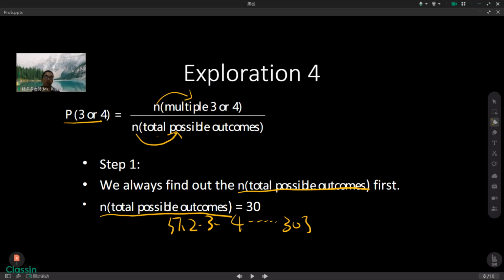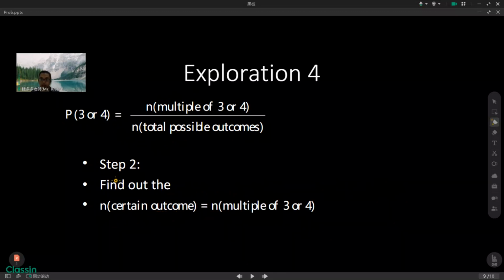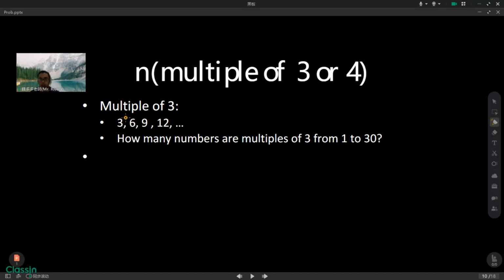Next one, we need to find out the number of multiples of 3 or 4. Step 2, find out the number of certain outcomes here, which means we need to find the number of multiples of 3 or 4. Many students might be confused about this. What does multiple of 3 or 4 mean? First of all, what is a multiple of 3? A multiple of 3 means a number which is divided by 3 and the remainder is 0. For example, 3, 6, 9, 12, 15, and so on.